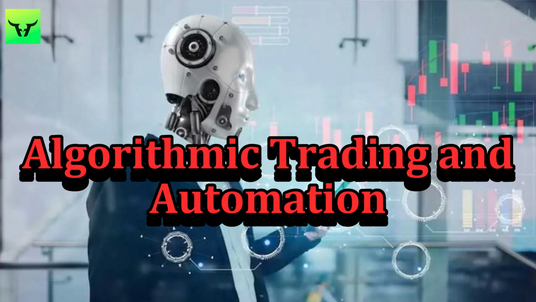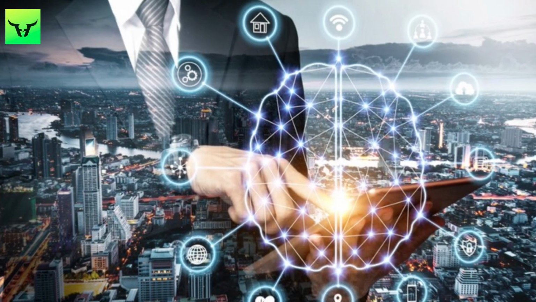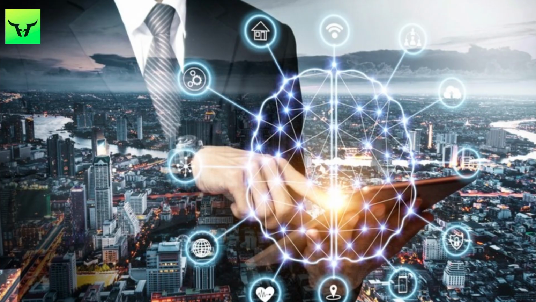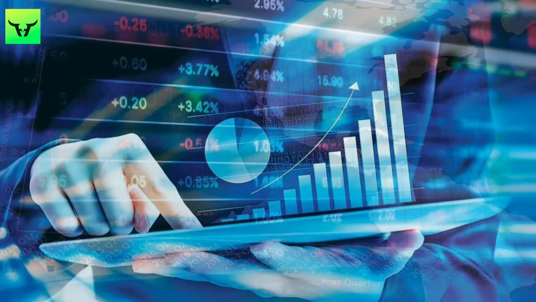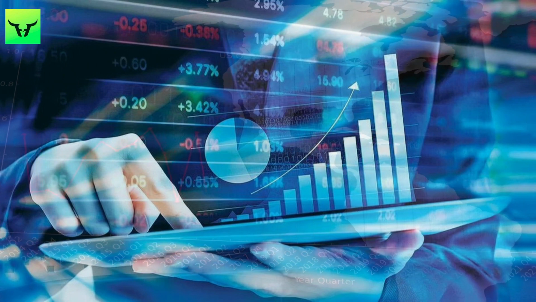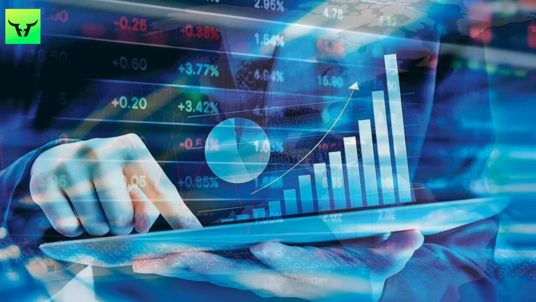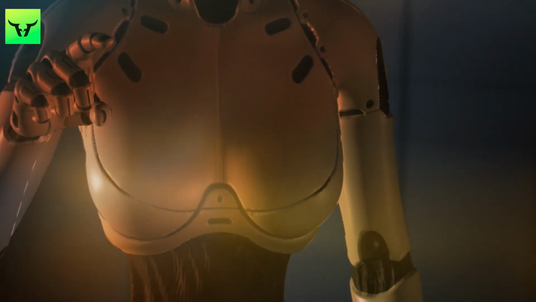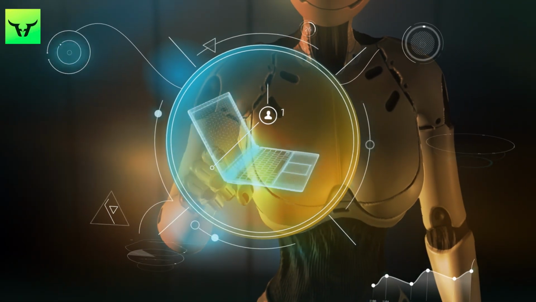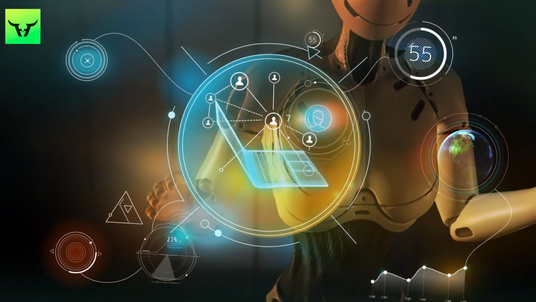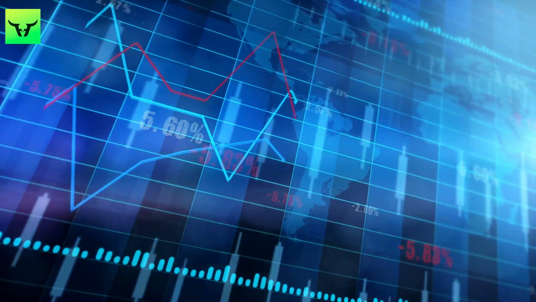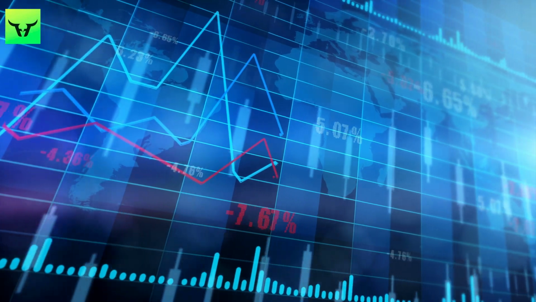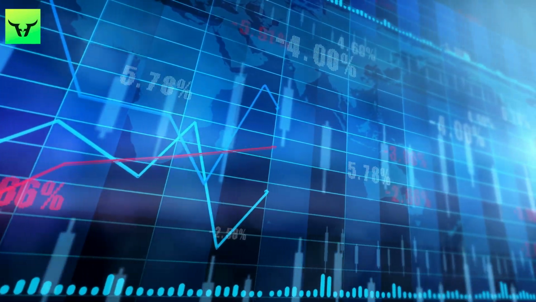Algorithmic trading and automation. In today's digital age, algorithmic trading is gaining popularity among advanced Forex traders. This entails employing computer programs or formulas to carry out trades based on predetermined criteria and parameters. Algorithmic trading enables quicker execution, less emotional bias, and the opportunity to backtest techniques against historical data. However, it needs a thorough knowledge of computer languages and market dynamics.